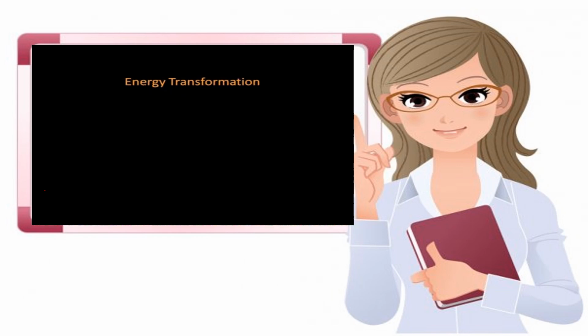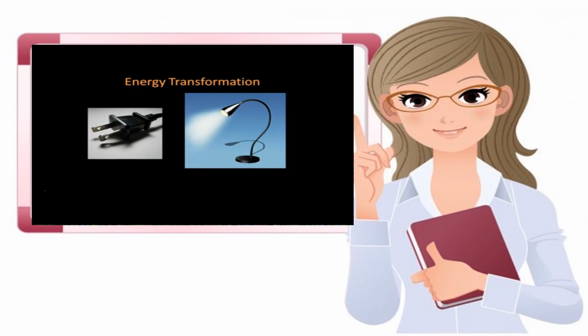Let's start with an example. Lamps need electricity to work. When you turn on a lamp, the electrical energy is transformed into light energy so that you can see. The transformation is from electrical to light.